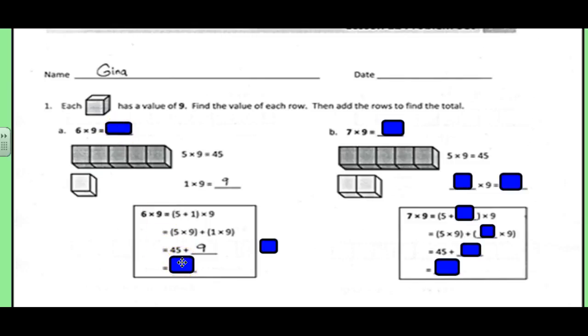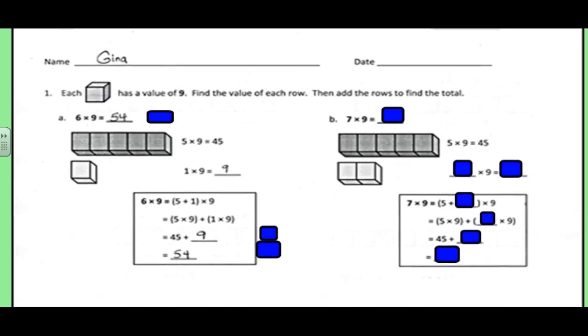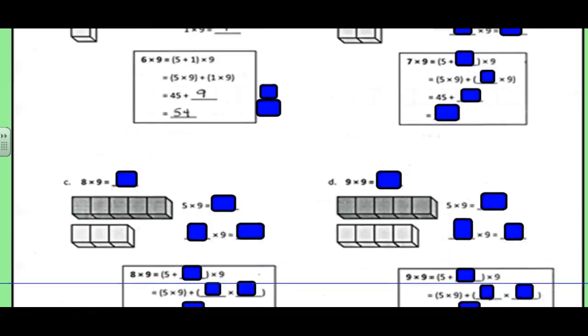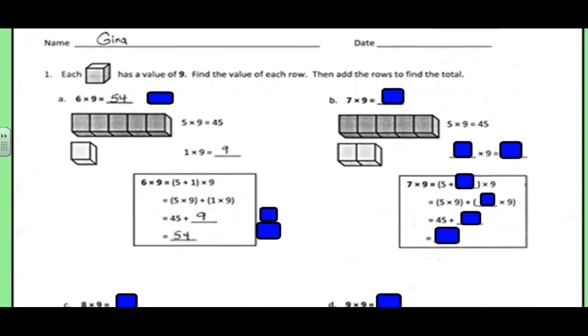So 45 plus 9 gives me 54. So I've got 54 right here. So 6 times 9 is equal to 54. I want you to come over here to B, and I want you to complete B, and I want you to go down and complete C and D as well. I want you to push pause when you're doing that, and once you're finished, push play so you can check your answer.